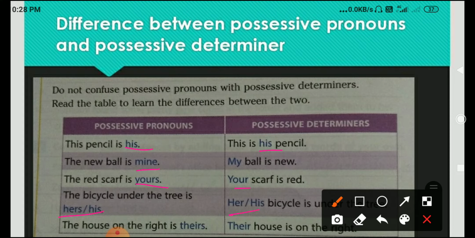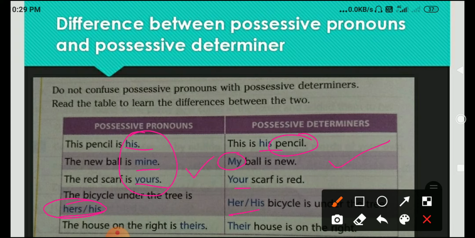Pronouns are the words which we use instead of the noun, and determiners are the words which we use to point out the noun. Here you can see each word is used instead of the noun, and the same words are used as a determiner, like his pencil. In the first sentence, this is his pencil, his is pointing out the pencil. Whose pencil? His pencil. My ball is new. Whose ball? My ball. So this word my is determining the ball, it is pointing out the ball. So some of these words function as a determiner and these words function as a pronoun.